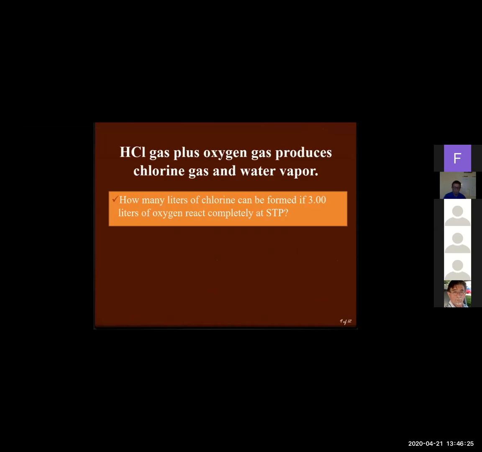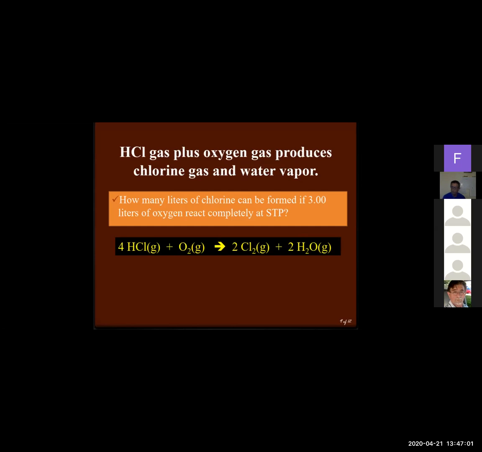So here we go with another example. How many liters? Well, they give you the word problem: hydrochloric acid plus oxygen gas produce chlorine gas and water vapor. So we have to write the reaction down. Hydrochloric acid plus oxygen gives us chlorine gas plus water. Then we balance it.